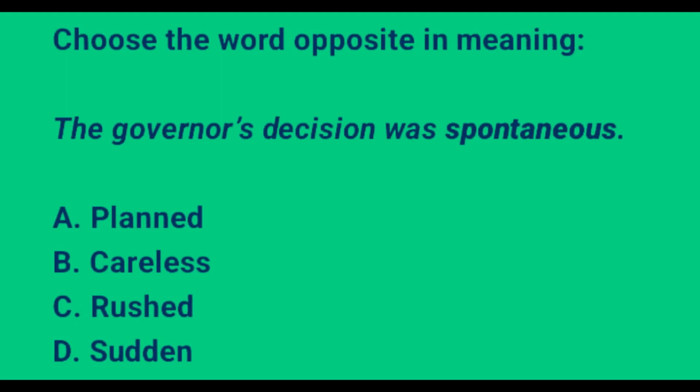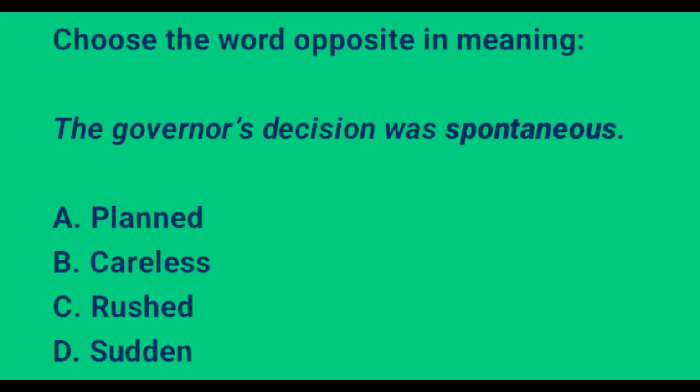This question is on lexis and structure. It says choose the word opposite in meaning. The governor's decision was spontaneous. Option A, planned. Option B, careless. Option C, rushed. And option D, sudden. The correct option there is option A, planned.